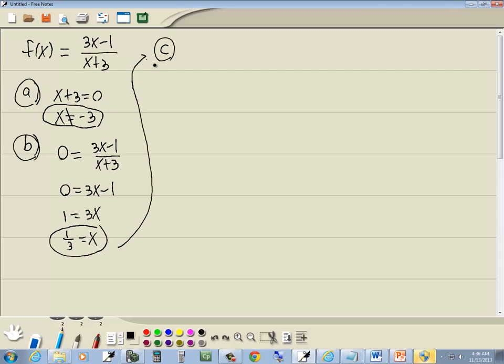Now c. C is to find our y-intercept. You always plug 0 into the other variable, so we're going to plug 0 in for x. Remember, f of x is the same as y. y is equal to 3 times 0 minus 1 over 0 plus 3. These drop away, 3 times 0, so then we've got negative 1 over 3. So y is equal to negative 1/3 is our y-intercept.